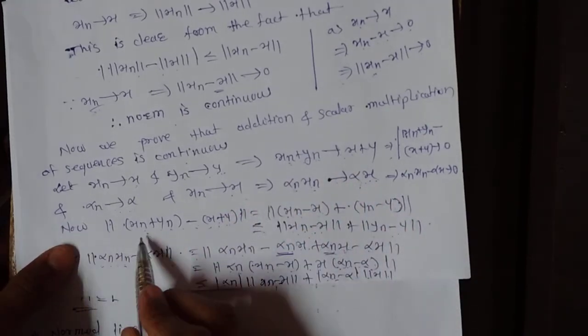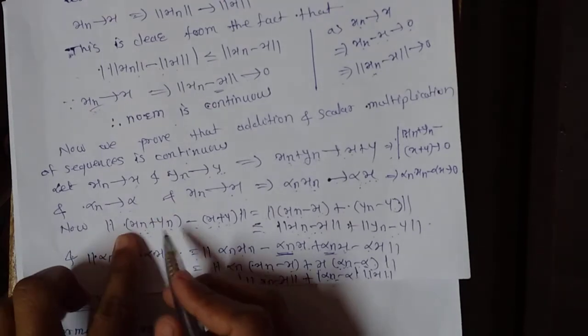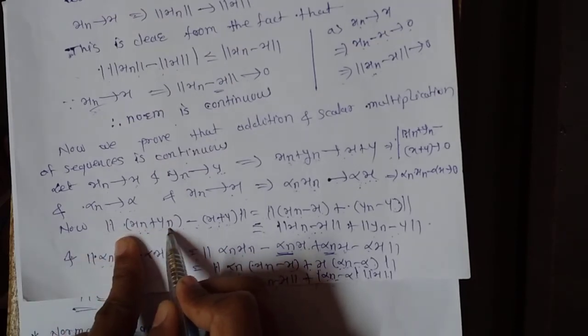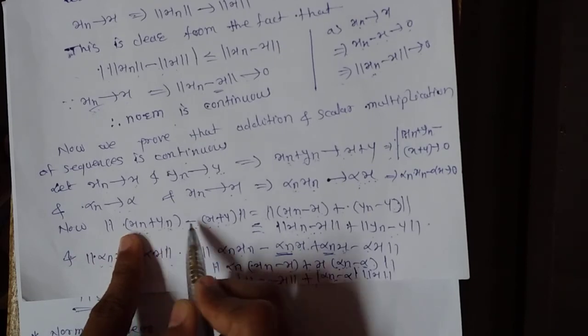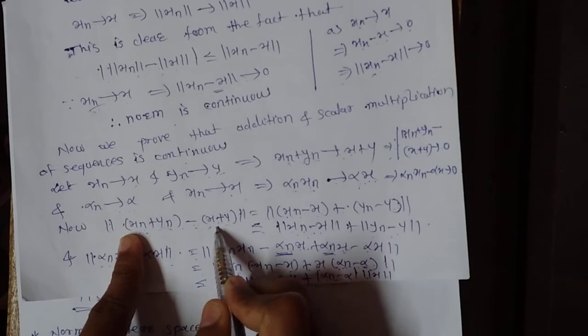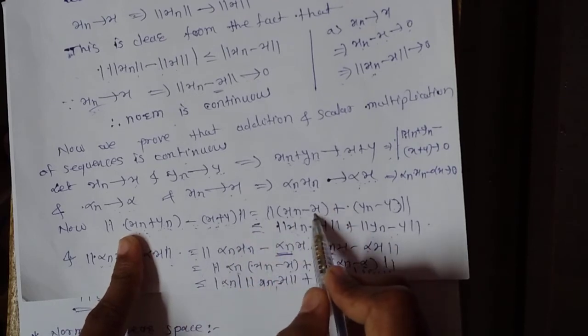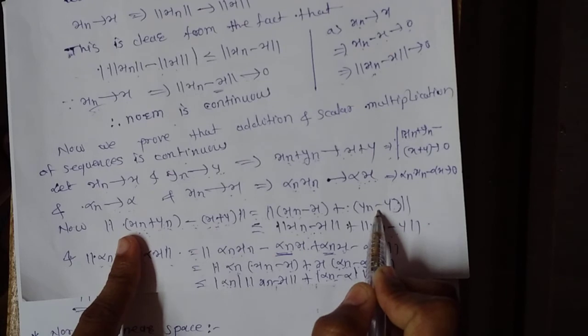Now we have to show the addition is continuous. Addition of two sequences is continuous. So consider here the norm of xn plus yn, that means these are two sequences xn and yn, xn plus yn minus x minus y. Now multiplying by that minus sign under the bracket, we have xn minus x plus yn minus y.